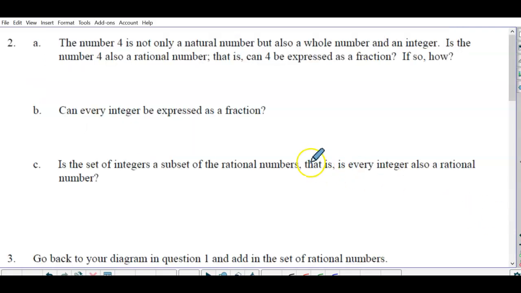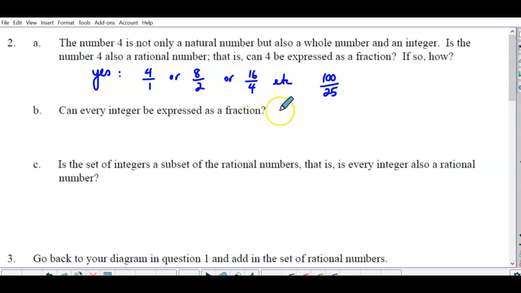Let's go to the next part. The number 4 is not only a natural number, but also a whole number and an integer. Is the number 4 also a rational number? That is, can 4 be expressed as a fraction? If so, how? So yes, it can. You can show 4/1, or 8/2, or 16/4, etc. There's many different ways of getting 4. You could do 100/25. It doesn't have to be a multiple of 2. So that confirms that it is a rational. We already knew that it's a natural number, whole number, and integer.